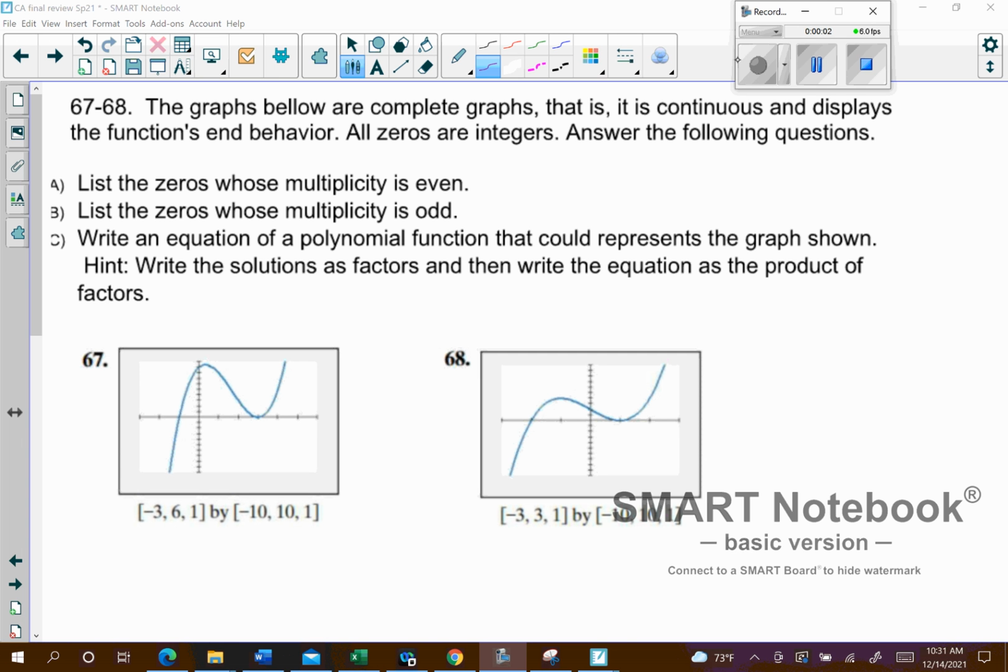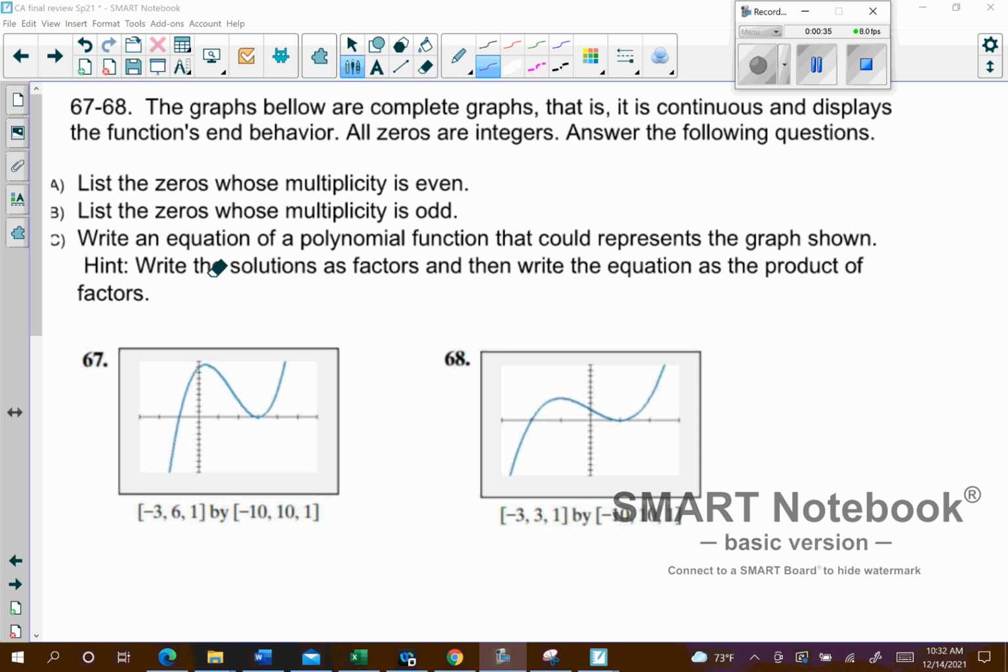Okay, so looking at 67 and 68, it says the graphs below are complete graphs. That is, it is continuous and displays the function's behavior. All zeros are integers, so they mean like whole numbers. And answer the following questions. So list the zeros whose multiplicity is even, and then we're going to list the multiplicity if it's odd. And then we want to go ahead and give the equation for that.